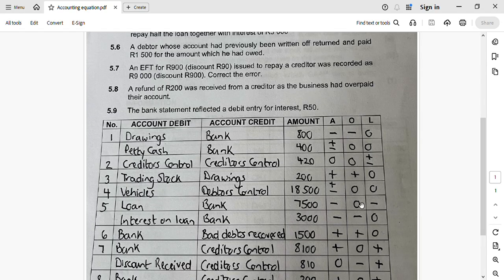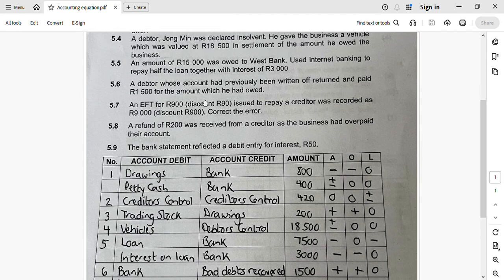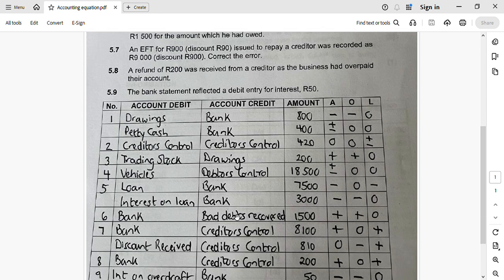The next one, a debtor whose account had previously been written off returned and paid 1,500 Rand for the amount which he had owed. When somebody whose account had been written off repays that amount, we call that bad debts recovered, which is income. So you credit bad debts recovered because it's an income, and you debit bank. Bank is an asset going up. If you've got income here, the worth of the business, owner's equity, will increase.